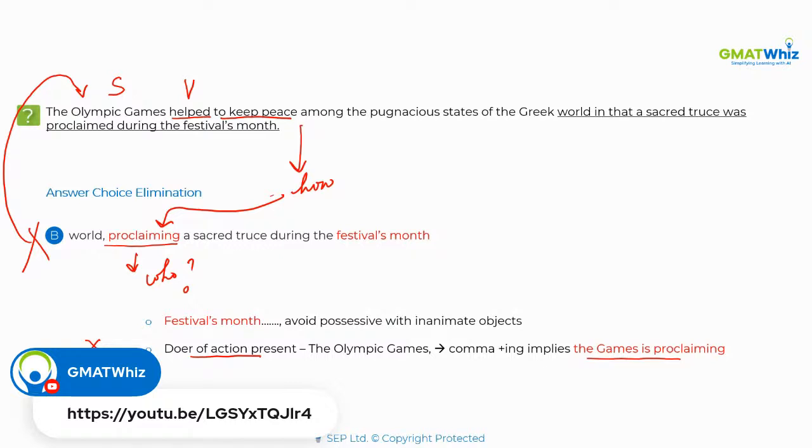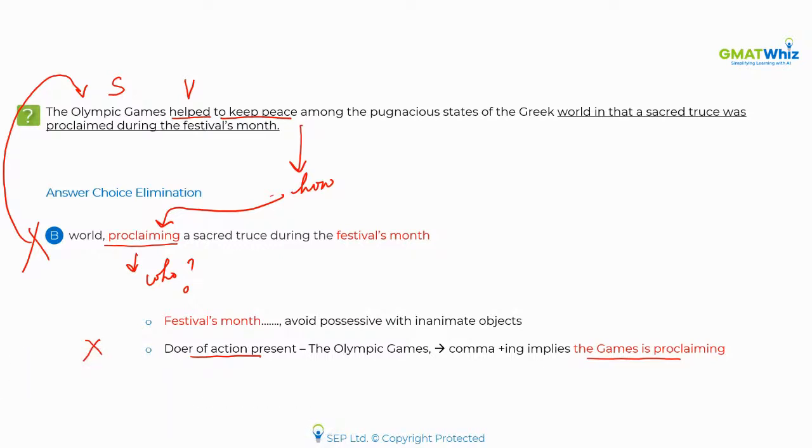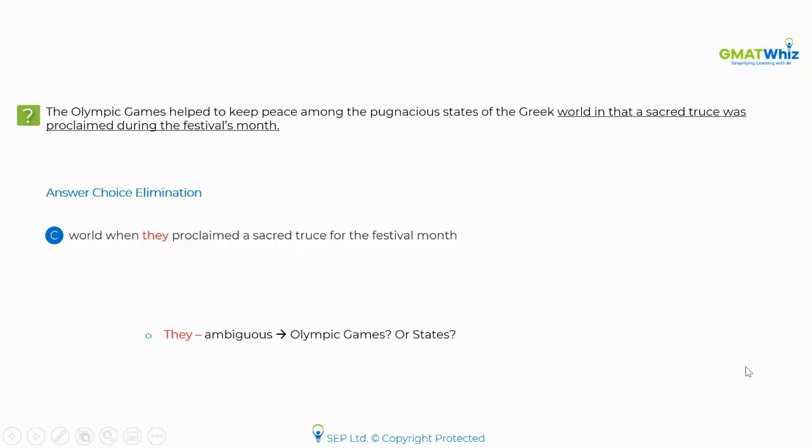All right, guys, let me quickly finish the discussion of the rest of this. See, the day is very ambiguous here. The day could be referring to Olympic Games, the day could be referring to states. In the original sentence, we have the passive voice, a truce was proclaimed, and we don't know who did that, or what did that. So C is out.